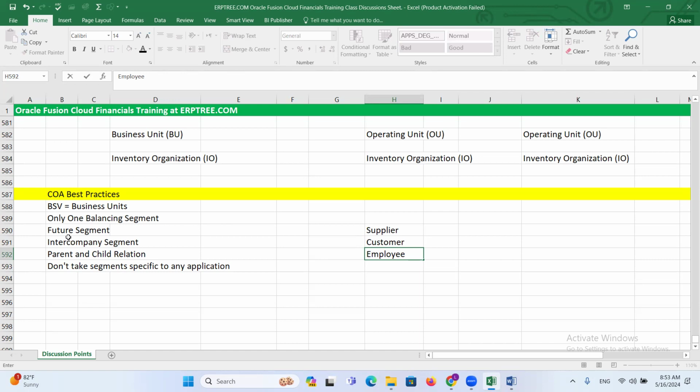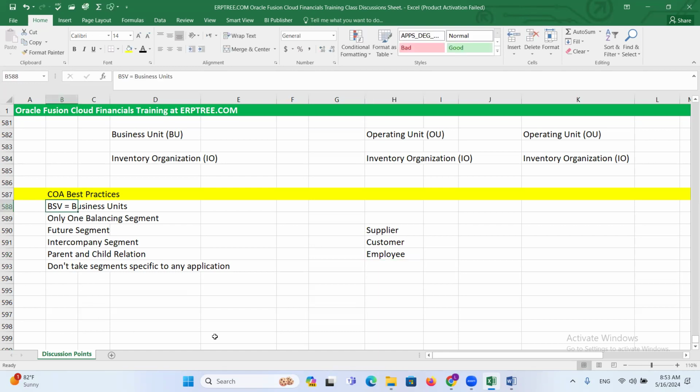So what you can maintain in a specific application, you don't take into the chart of accounts as a segment. You don't take supplier, customer, employee as segments of the chart of accounts, because those are limited usage. And our application has the capability of creating and maintaining suppliers, customers, employees in the respective applications. So we should not take supplier, customers into our chart of accounts design. These are the key points.